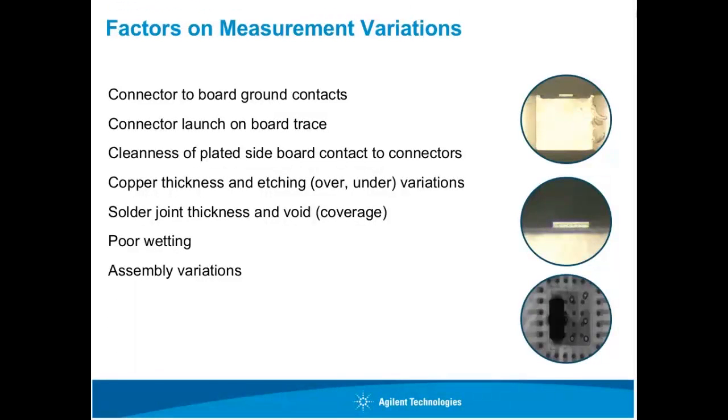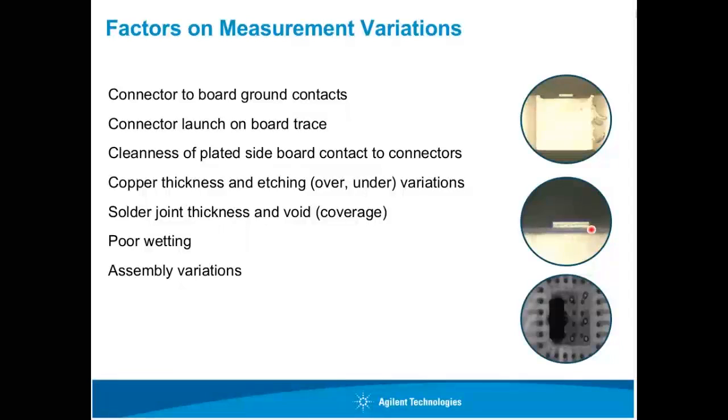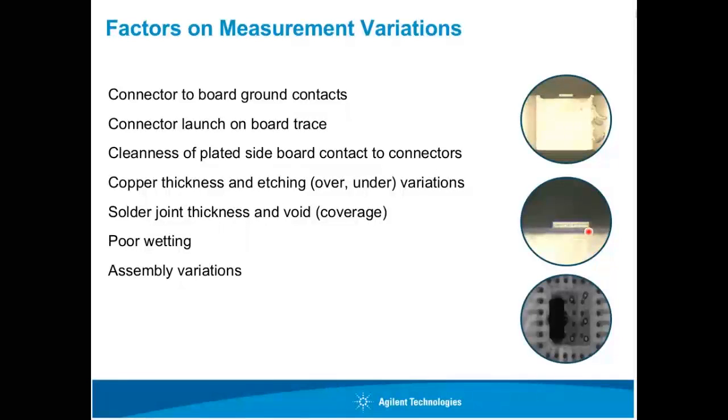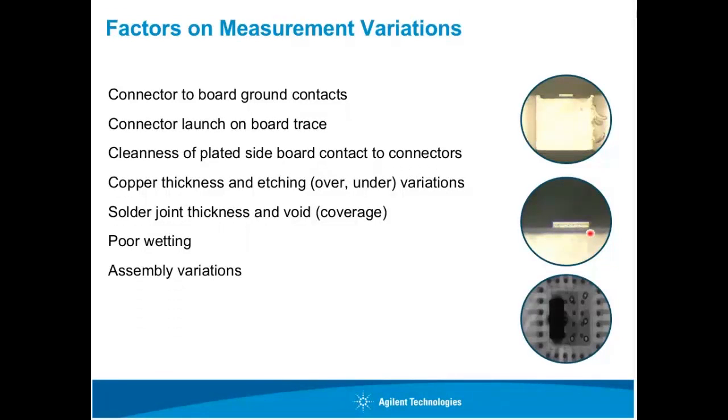On top of that, when we look at the PCB copper trace, we try to maintain the etching within a certain value or level, but there will always be some over-etching and under-etching. Therefore, we may not have exactly the 50 ohm we wanted in the design. So these are other factors.